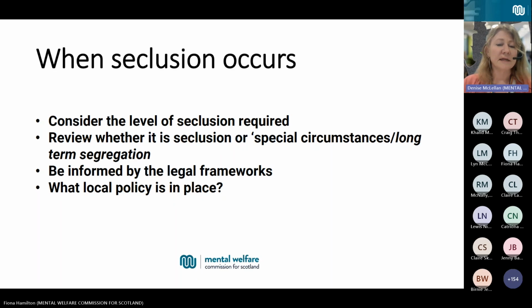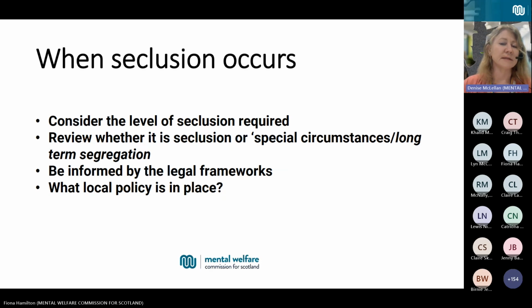But due to the longer term nature of this arrangement, there could be modifications to the environment, such as the individual having access to a separate bedroom, their own living space where they can enjoy activities, their own bathroom facilities, and also access to their own outdoor space that they can access from their area of seclusion. So the only difference between seclusion and special circumstances is that there's no immediate necessity for this to be used. This is a longer term approach.